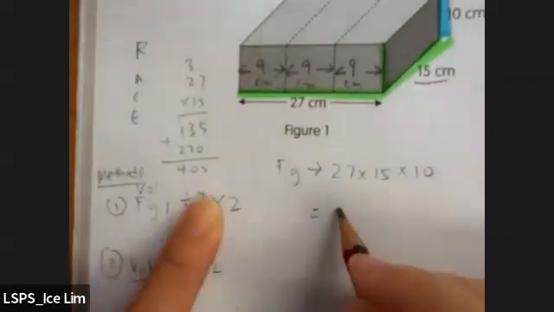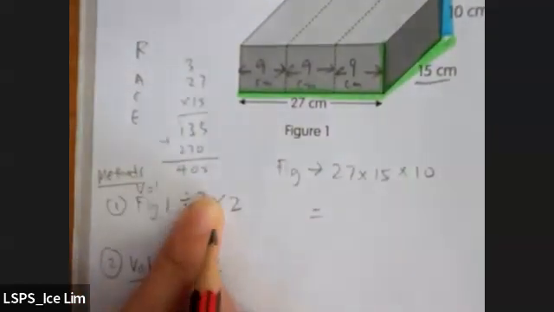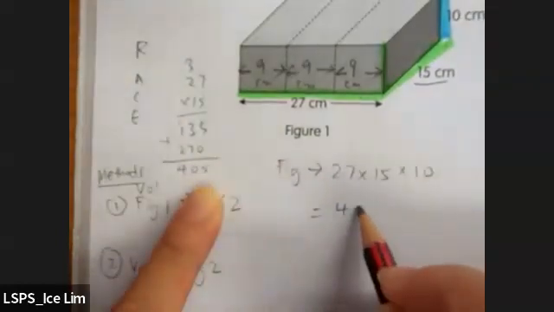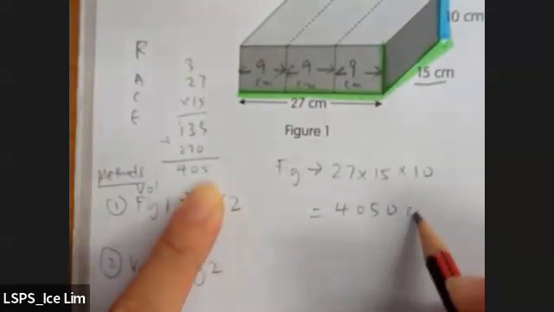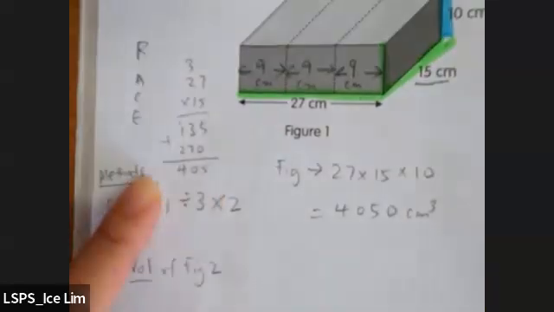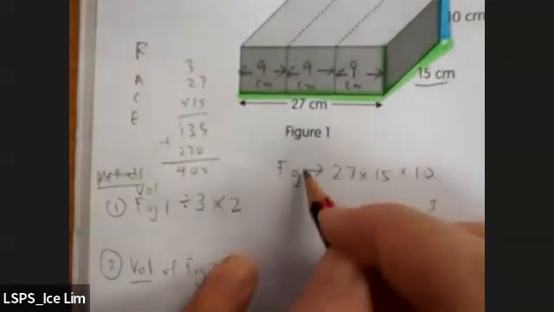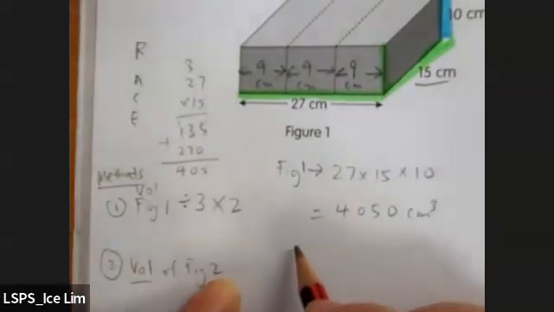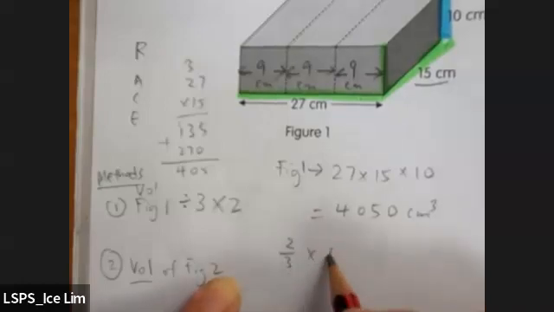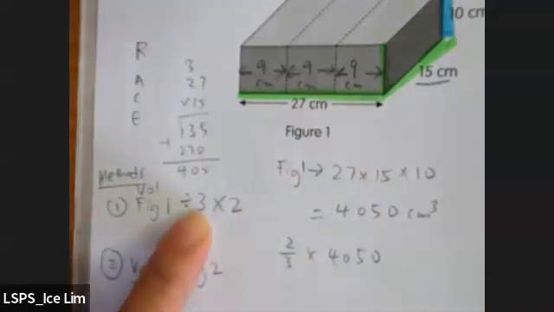So I have 405 times 10 cubic centimeter. Then after that, that's figure one. Then I have to find 2/3 of this. Divide by 3 times 2.